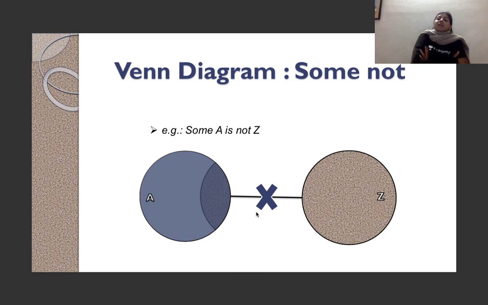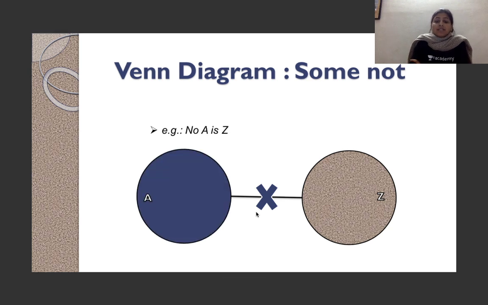Next, some A is not Z. So some part of A will be marked and it will be negatively connected to Z. Then only some A is not Z. Here is the vice versa true? No. If it is said that some Z is not A, in this case with this same diagram, it will be false. It will not follow. Okay. Some A is not Z is true here.